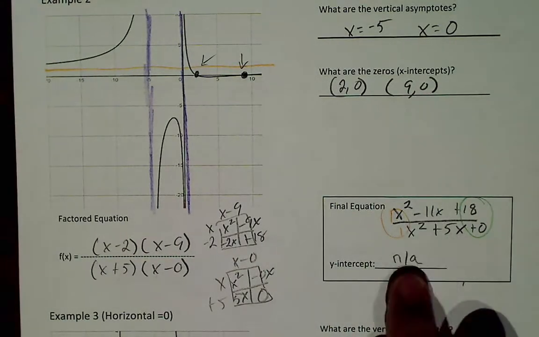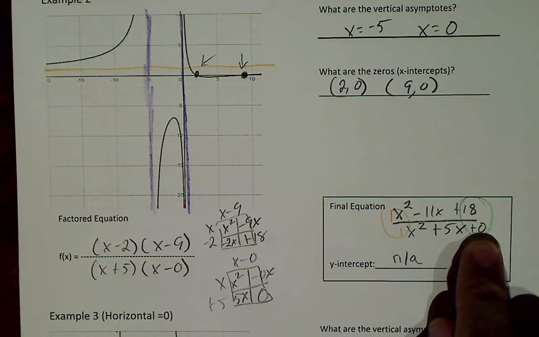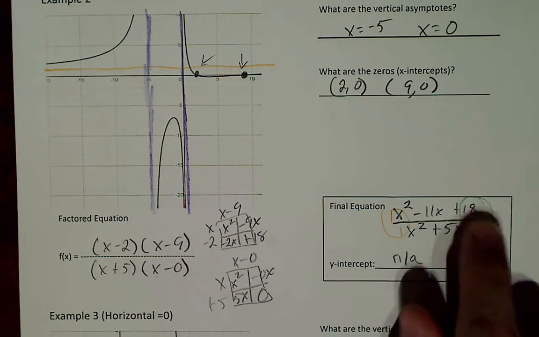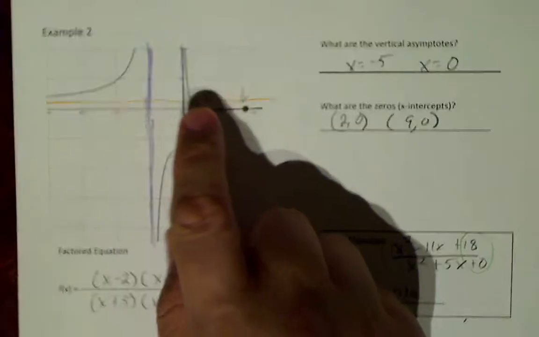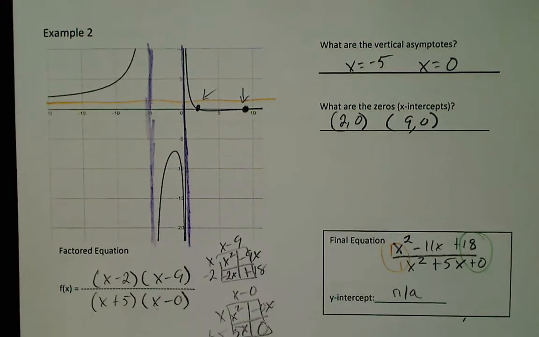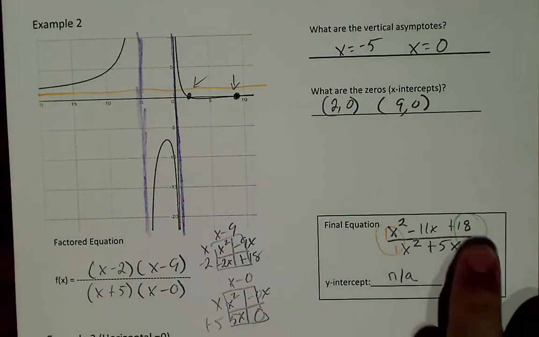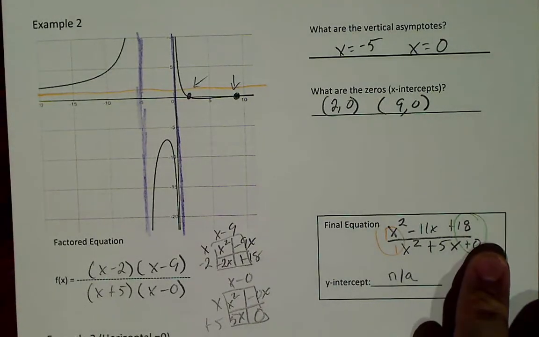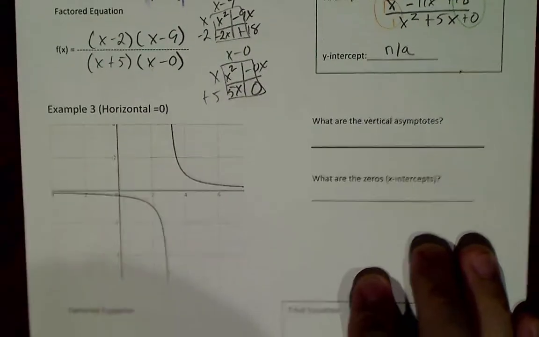Now, the second part is my y-intercept. Well, if I do 18 divided by 0, I can't divide by 0. Since I can't do it, that means that there is no y-intercept, which makes sense because I have a vertical asymptote at x equals 0, which is where the y-intercept would normally be. So therefore, there is no y-intercept, and it's also proof that 18 divided by 0 is not going to work in this case. Okay. All right. Example 3, again, try it again.